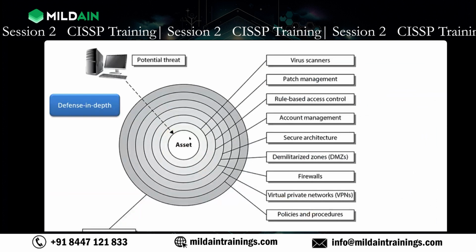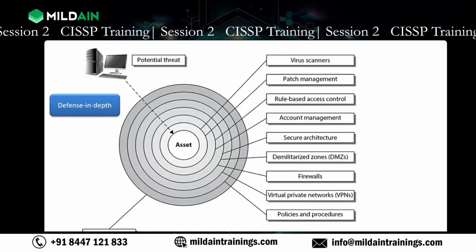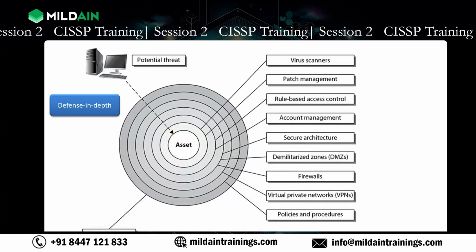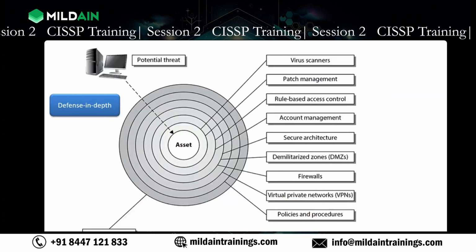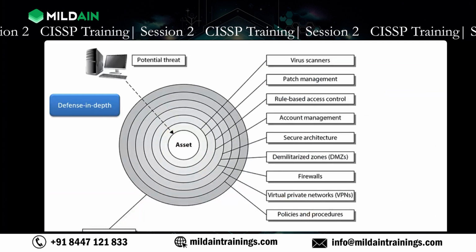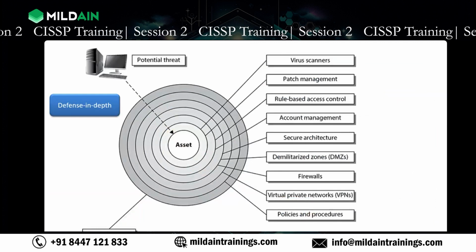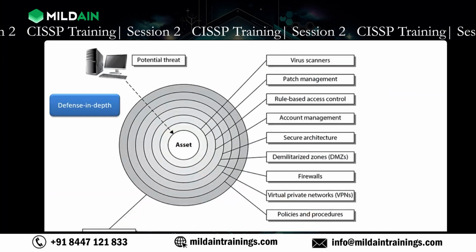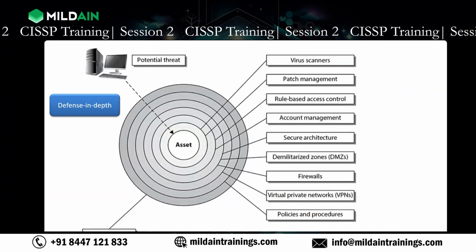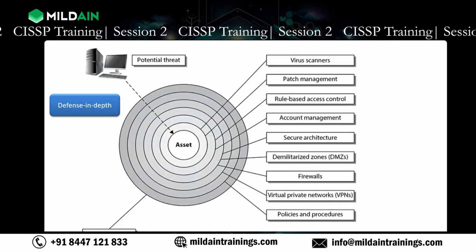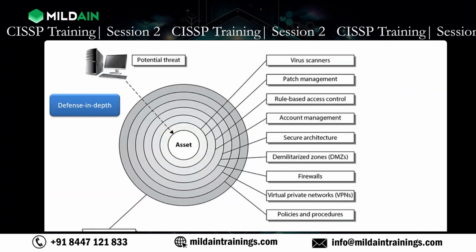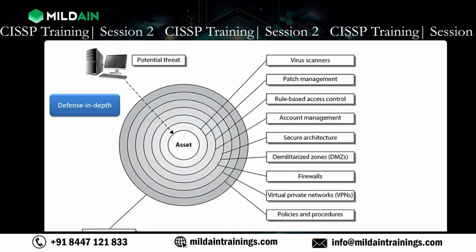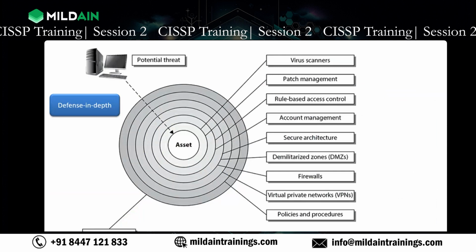So in the previous class, we discussed the types of controls: administrative controls, technical controls, and physical security controls. Under that, we also discussed the functionality of controls, how these controls are used, and what the important things are that we need to focus on.